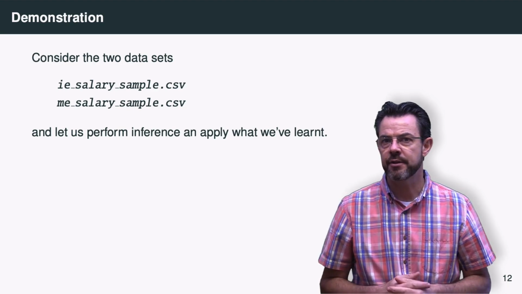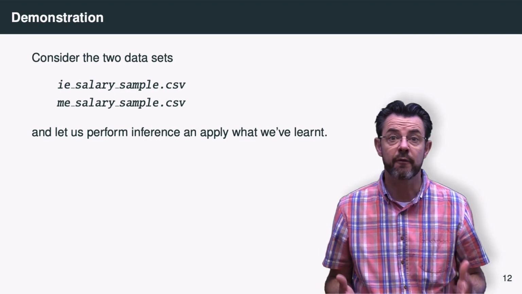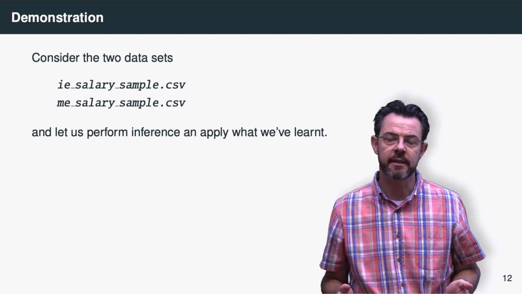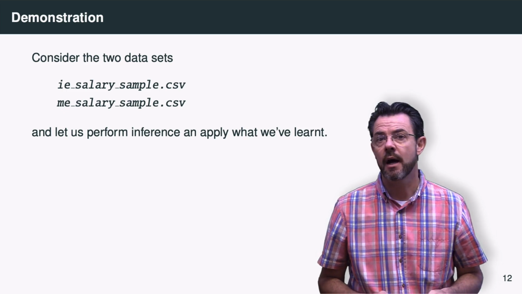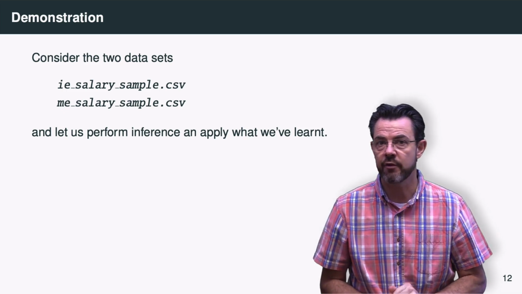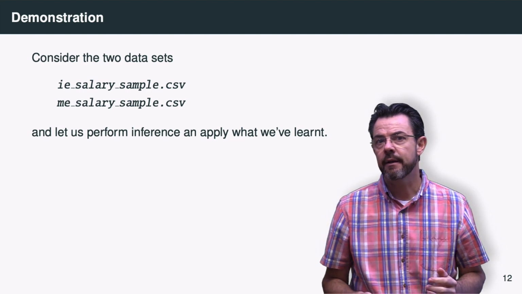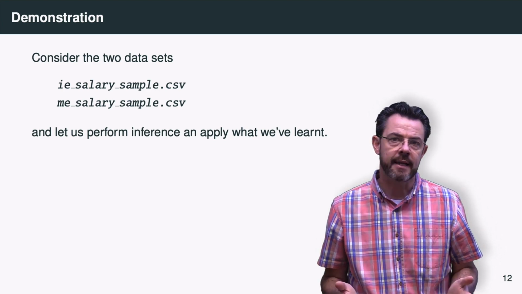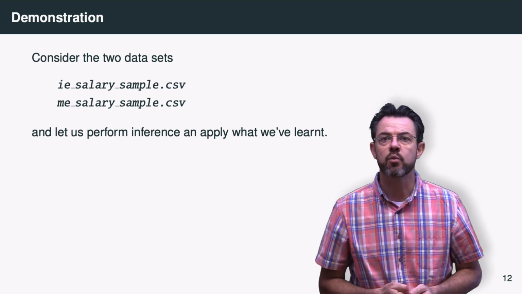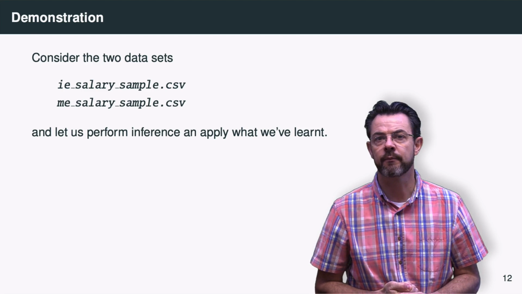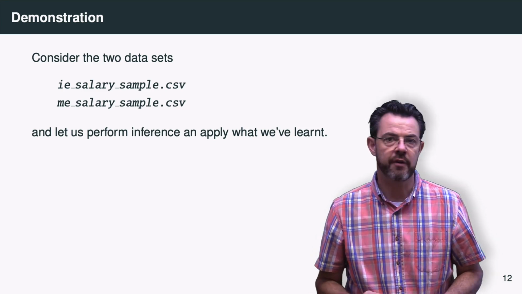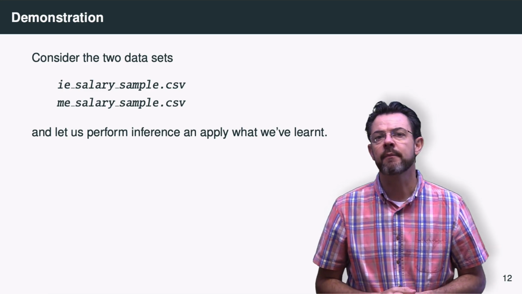It's time to get our hands dirty and demonstrate how we actually perform these calculations in R. And for this class example, we made two data sets available, i.e. salary sample and ME salary sample. And these are two data sets, one for industrial engineers and one for mechanical engineers, that were sampled from random individuals from the Engineering Council of South Africa, for example.